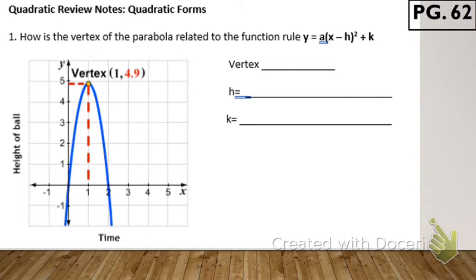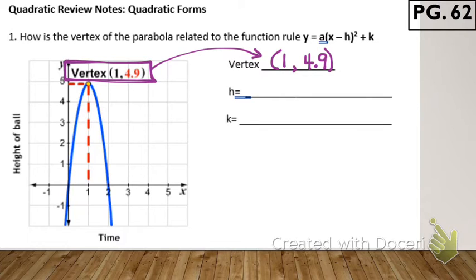All right, so on this first one, this is not meant to be a trick question at all. What is my vertex? Yep, my vertex is 1 and 4.9 from right here. Not a trick question. So what do you know the h value would have to be then? 1. And what would the k value be? 4.9.